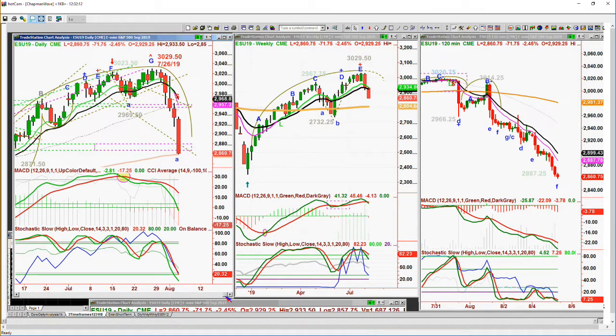I mean, if we break down from here, holding short into the close would be fantastic. But this is exactly where you're going to see. This is make or break on the day. It's very important to hold.